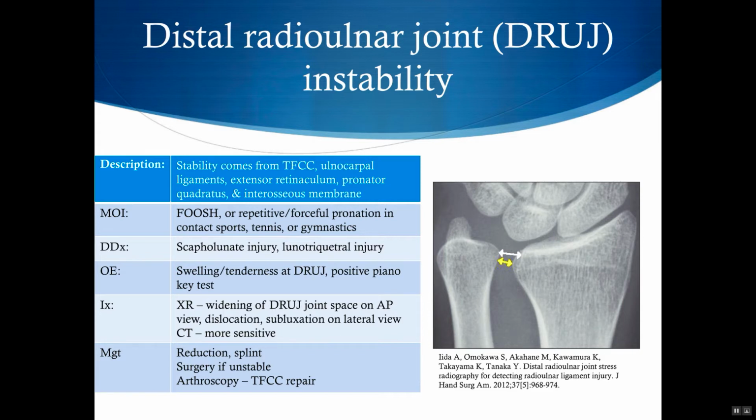X-ray might show widening of the joint space on the AP view, as shown in this picture, and you might see dorsal subluxation of the ulna on the lateral view. If X-rays are negative, then CT is more sensitive. Reduction in splinting might be adequate for treatment, but if it's highly unstable, or if there's an associated TFCC injury that might need repair, then they should be referred to a surgeon.